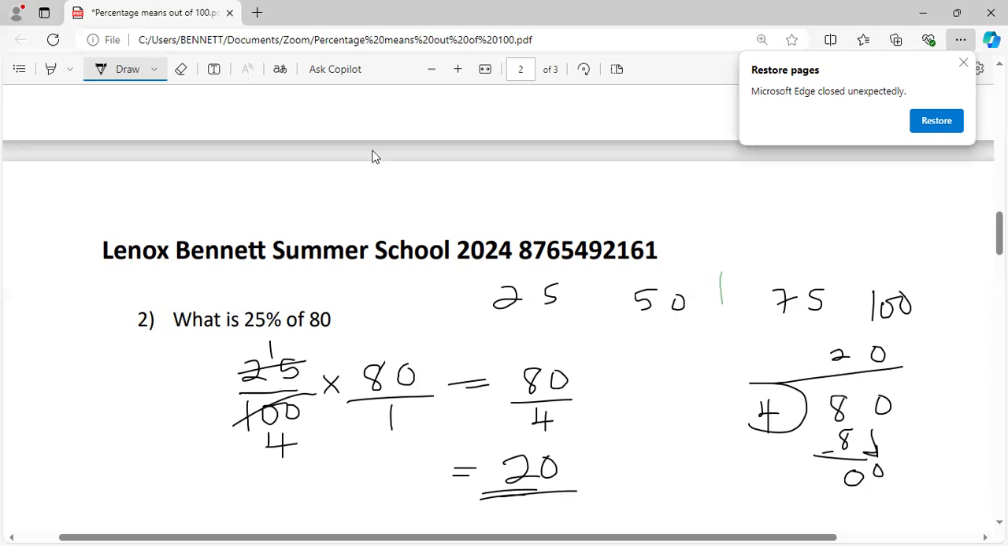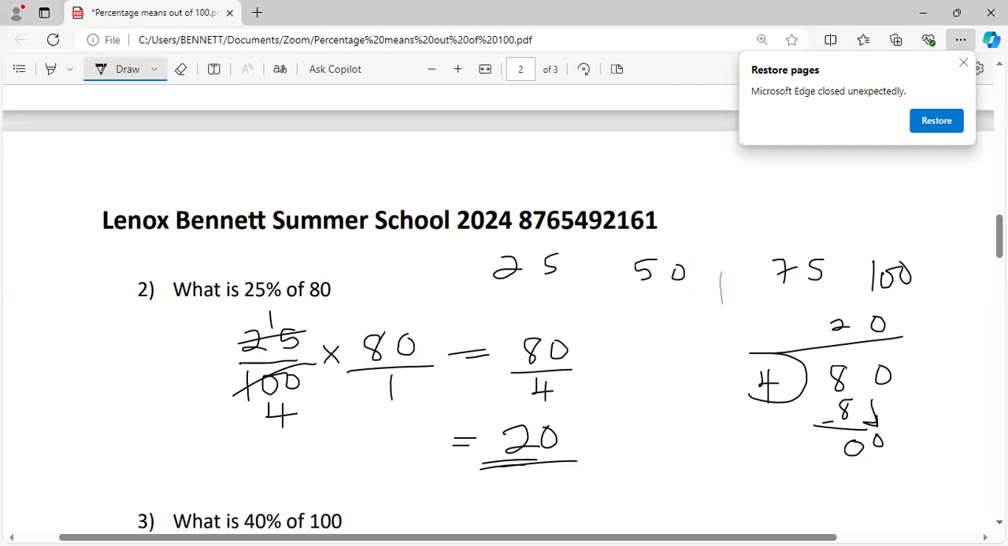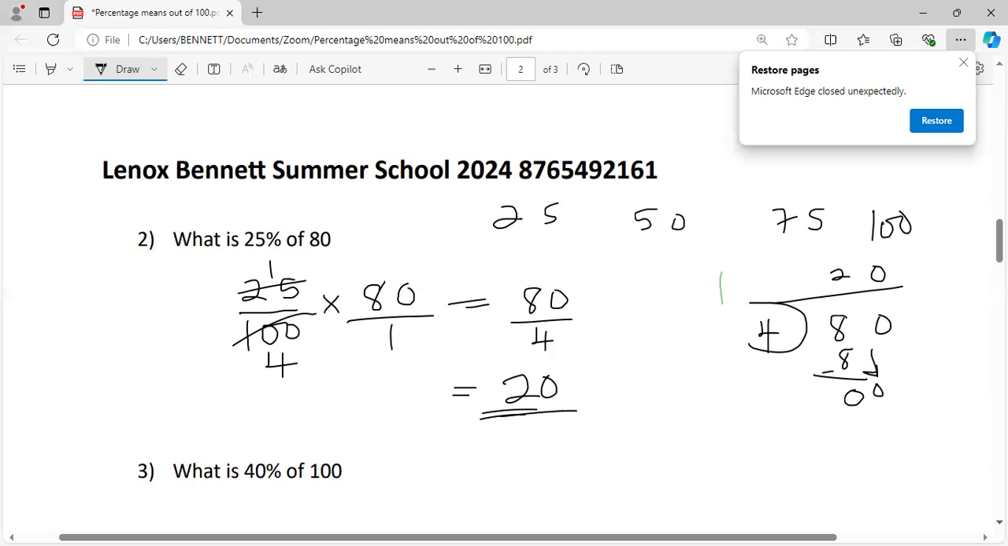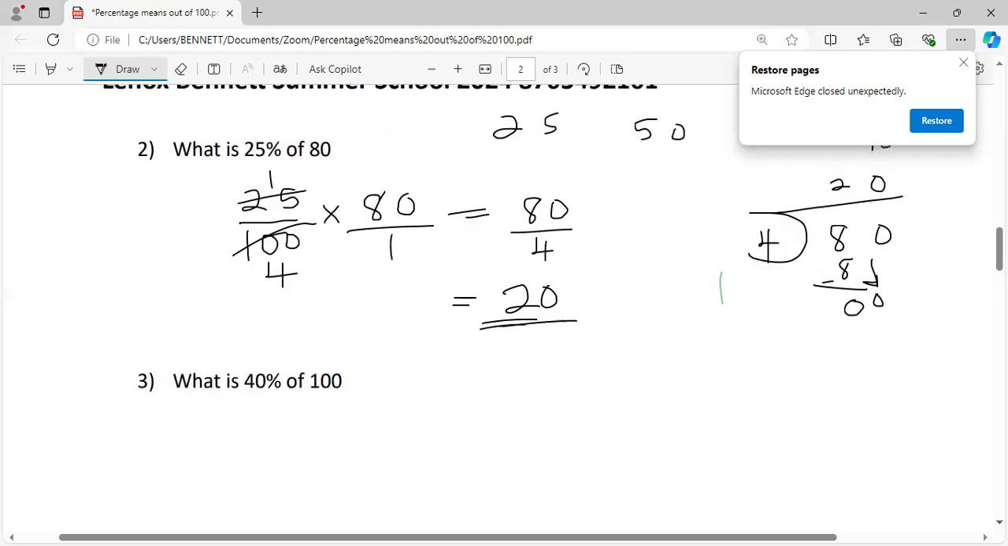Alright, so we're gonna go down to number 3 shortly. Alright, let's try number 3, guys. What is 40% of 100?